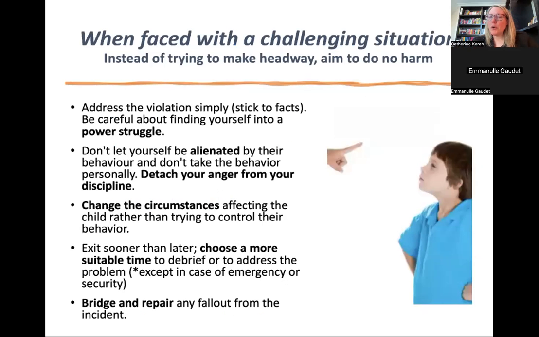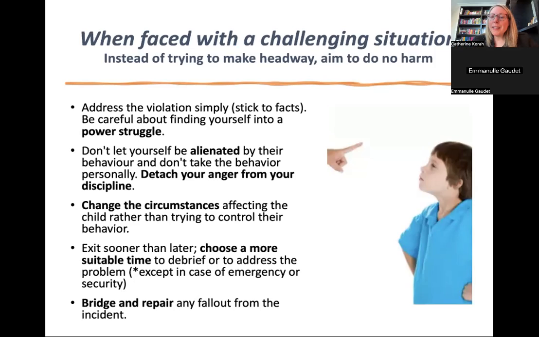Just in terms of all the CPI or BMS training that you've done, I won't go through all of it in detail, but keep in mind, how are we on time? Keeping in mind our verbal and nonverbal, are we getting ourselves into power struggles with students? Are we being alienated in that moment, acting out of frustration with the student? Are we trying to control them and their behavior rather than trying to affect change in the circumstances?